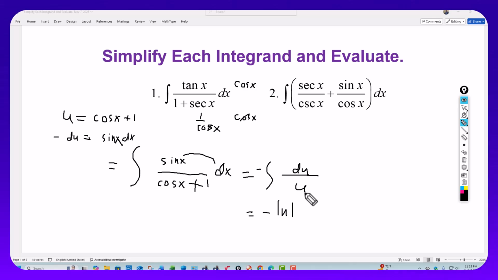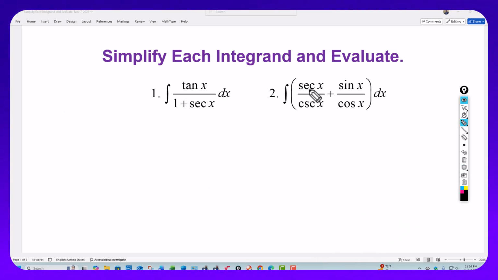But we always go back to the original variable, and u is cosine of x plus 1. So let's put cosine of x here, and of course the plus 1. And then we have the constant of integration here. So the final answer for this one then is minus the natural log of absolute cosine of x plus 1, plus the constant of integration. So that's your answer for the first one.